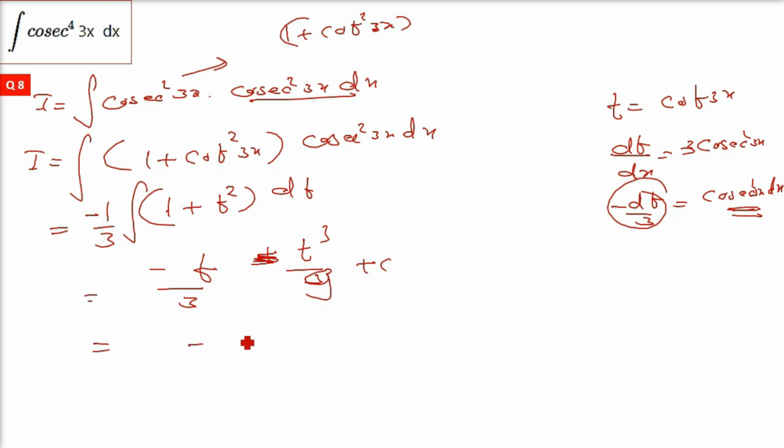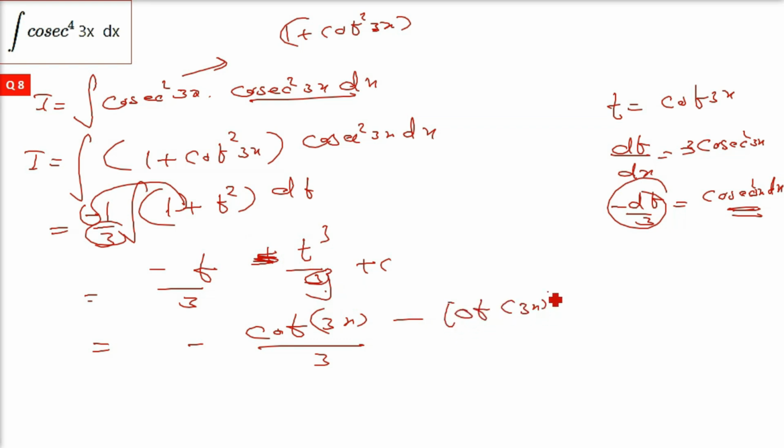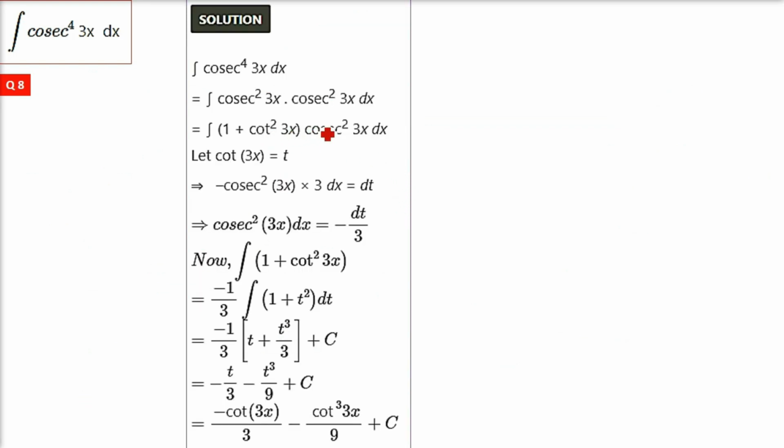t can be replaced now by cot 3x, in order to fulfill the commitment that t was never there. So minus cot 3x by 3 minus cot cube 3x divided by 9 plus constant of integration. This is your final result. So this is the way you are going to do it.